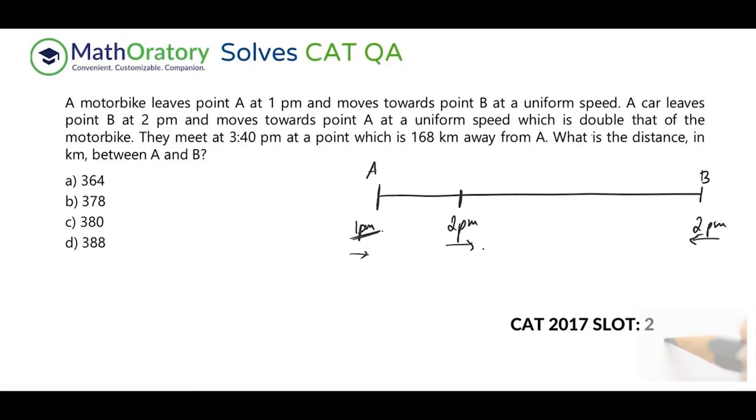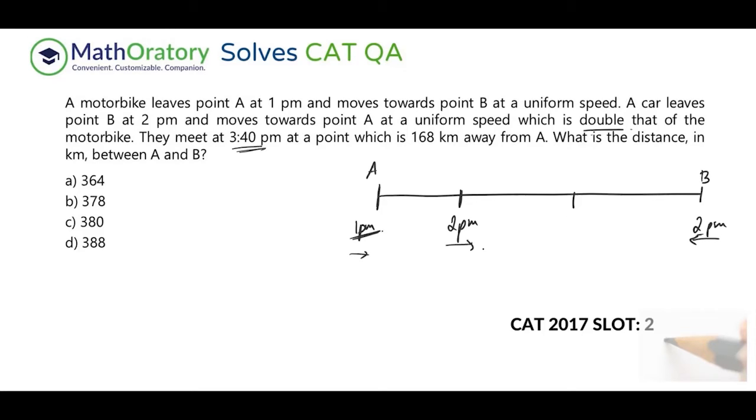Now the car moves towards point A at a uniform speed, which is double that of the motorbike. So the car is traveling with double the speed of the motorbike. I'm not denoting these with variables as of now, just keeping a mental note of it. It's a very simple data to remember. Now they meet at 3:40 p.m. Okay, so they meet at 3:40 p.m.